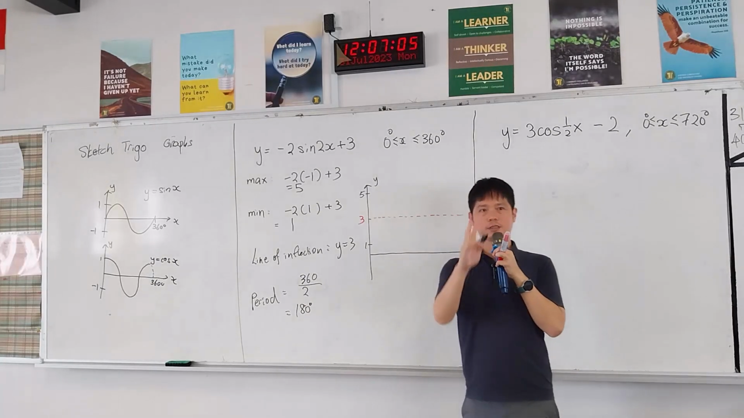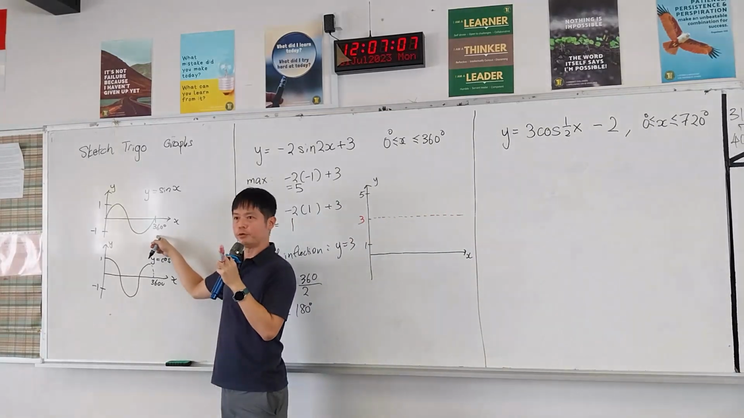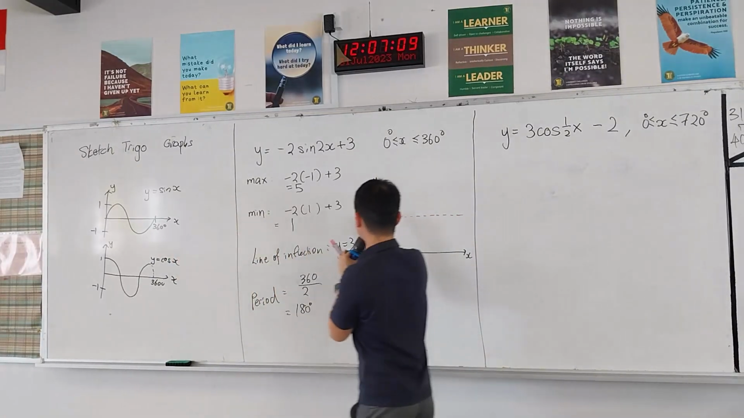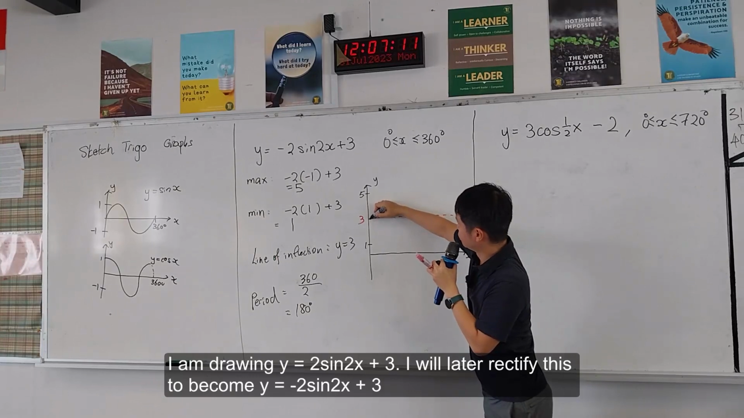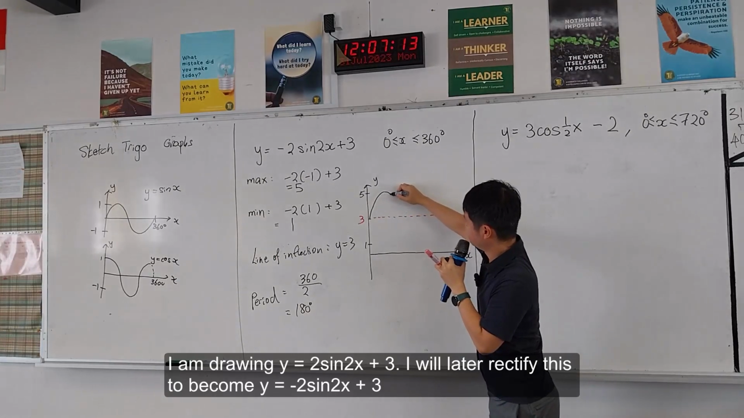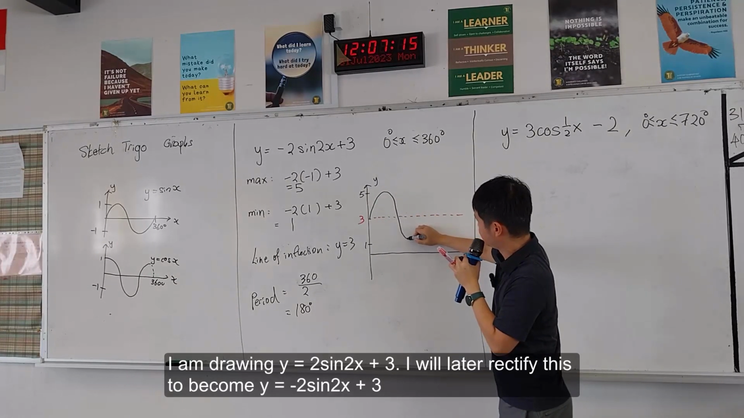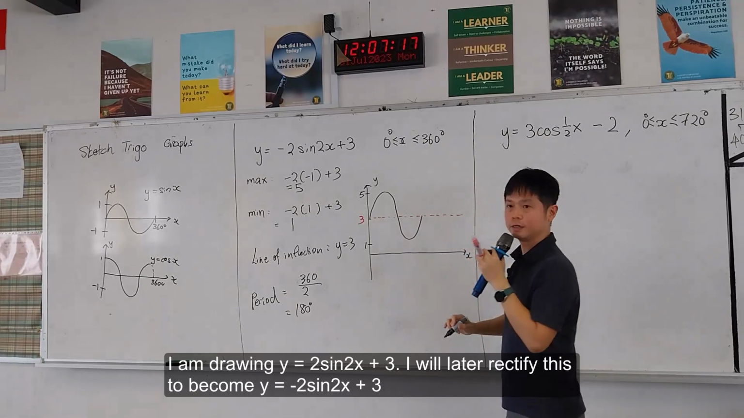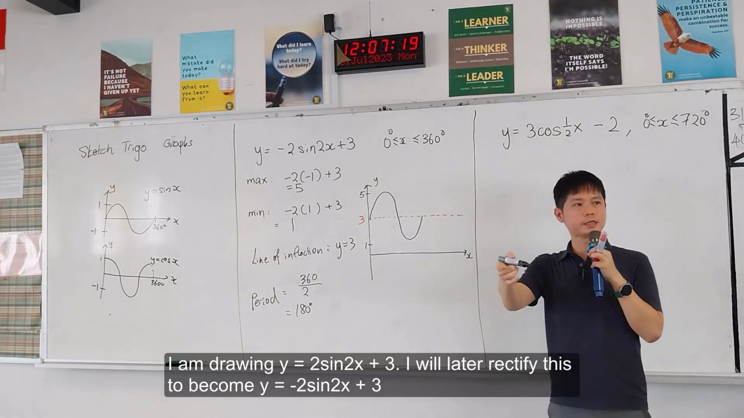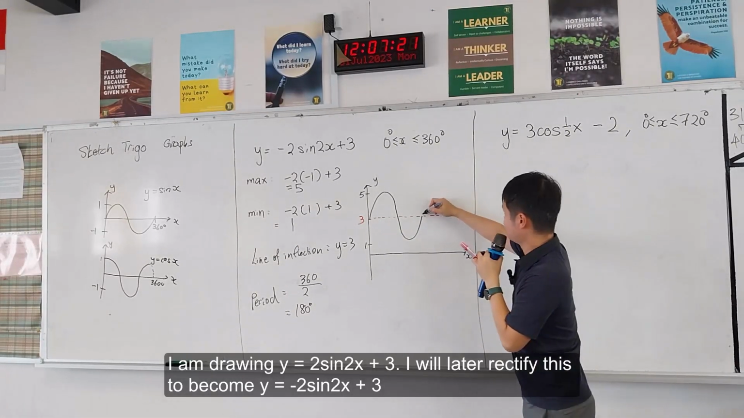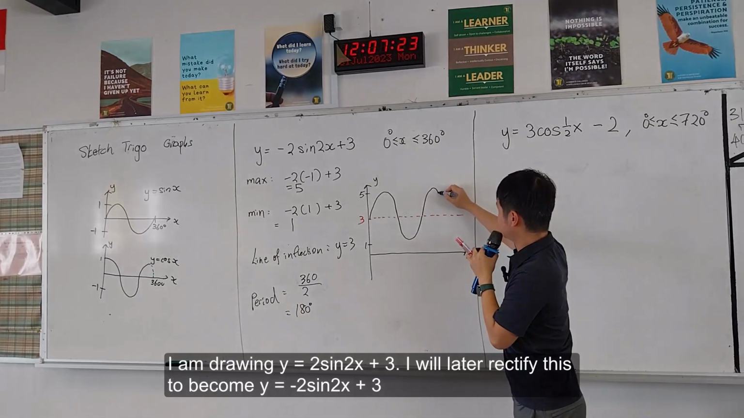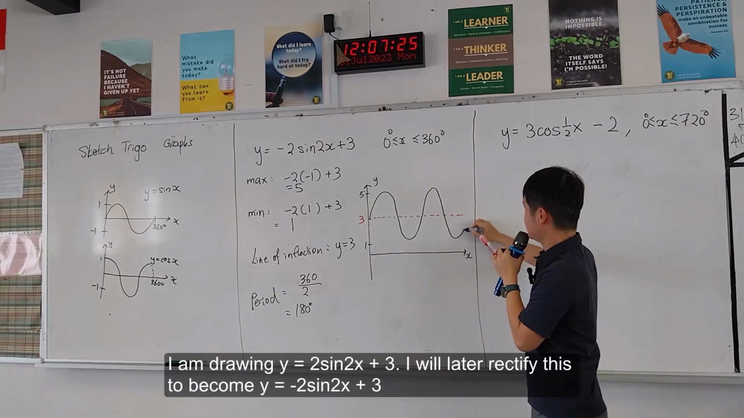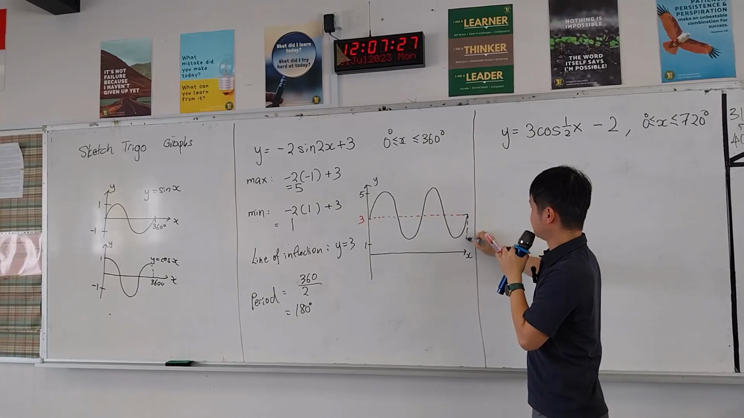I need to draw 2 cycles, which is why I say you must know the primary shape. So it goes like this. Go up to the maximum, go down to the minimum, and end here. Go 1 more cycle. Go up to the maximum, go down to the minimum, and end here. So what is this number down here?